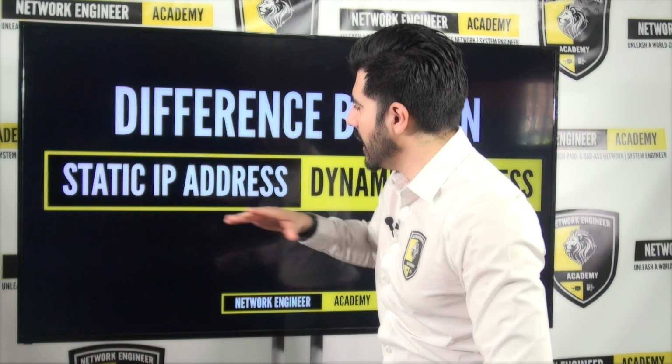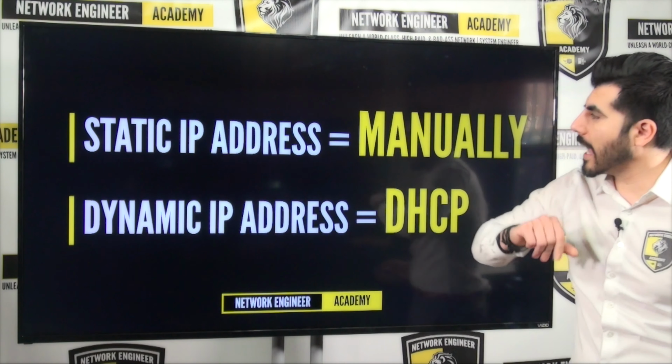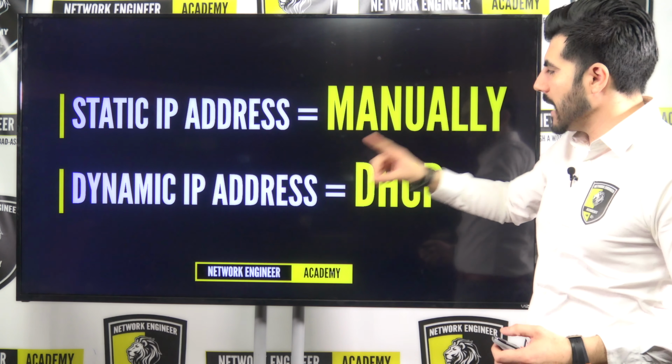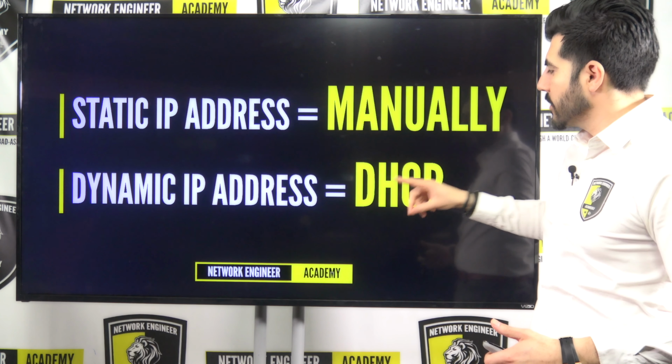Now, what's the difference between these two? Obviously, that we need to know. A static IP address is configured manually. A dynamic IP address, as we know so far, comes through DHCP, through this service.